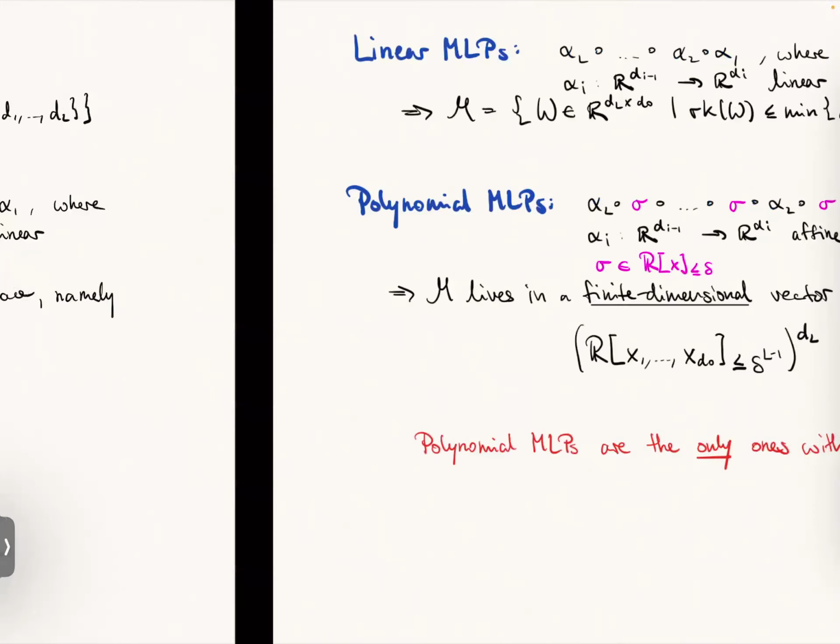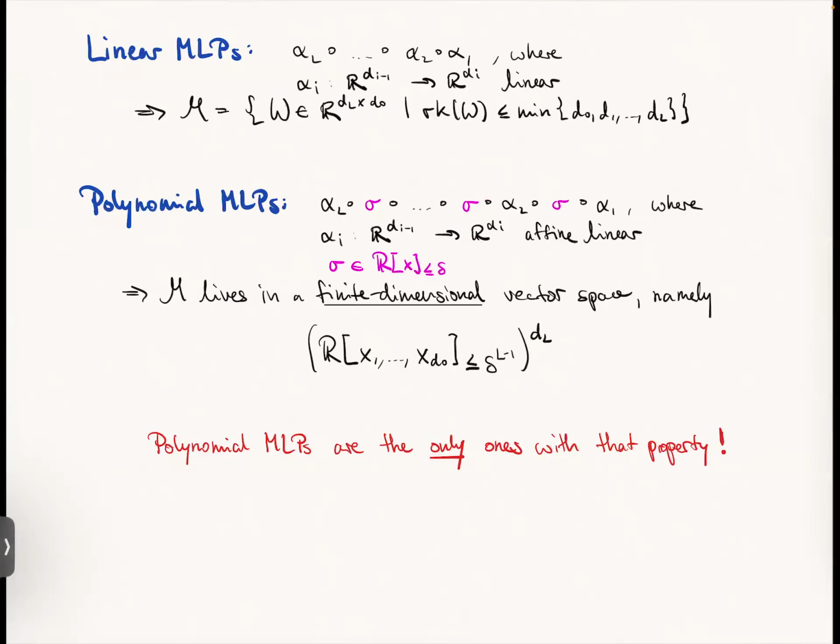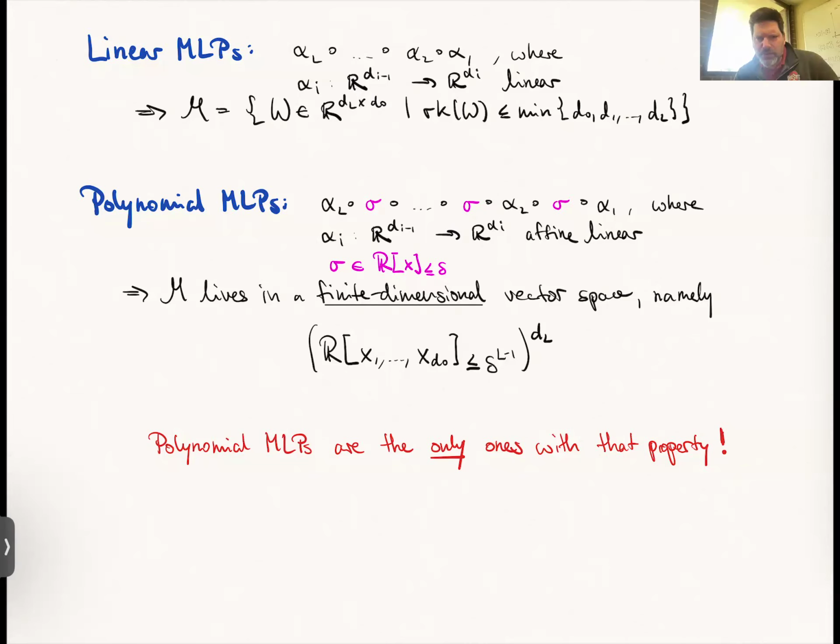And why is this cool? Because I say that polynomial MLPs are the only ones with that property. Why is this? I didn't put this as a question for the audience, but can somebody in the audience tell me why this is true? Something about compositional algebras that I don't know? No, it's a different result that I'm 100% sure you do know. That is a machine learning result, not an algebra result.